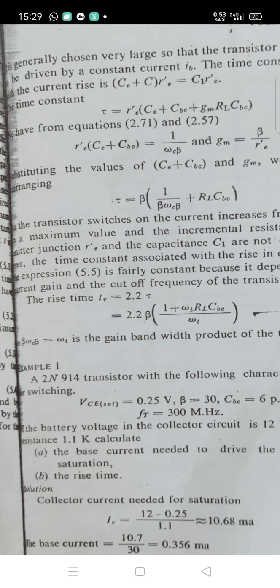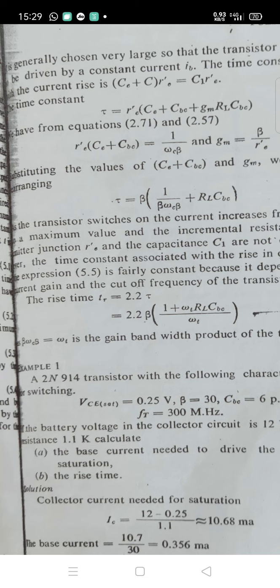Substitute the values of C and C plus CBC and the GM. We obtain, after rearranging, small t equal to beta into 1 by beta omega C beta plus RL CBC. The transistor switches on, the current increases from 0 value to its maximum value, and the incremental resistance of the base emitter junction R dash E and the capacitance C1 are not constant.